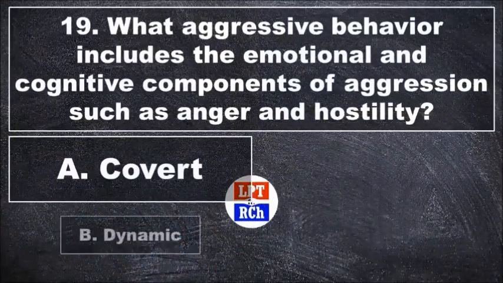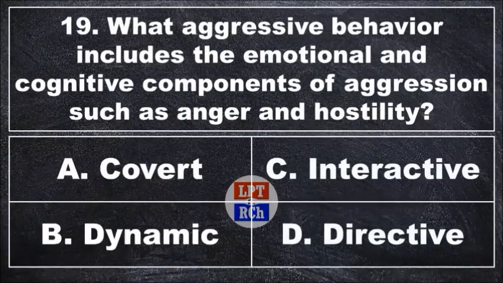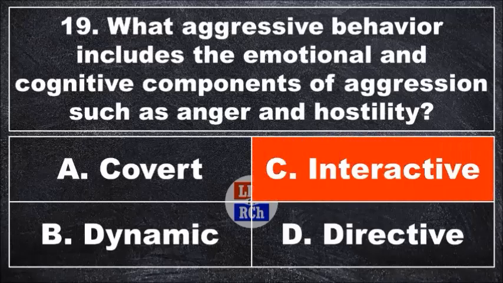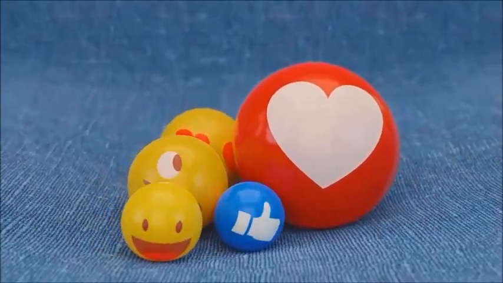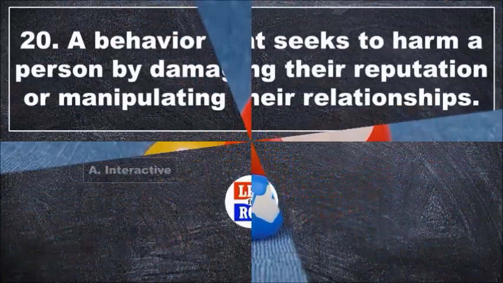19. What aggressive behavior includes the emotional and cognitive components of aggression such as anger and hostility? A. Covert. B. Dynamic. C. Interactive. D. Directive. The correct answer is C. Interactive. Results indicated an interaction between emotion regulation and inhibitory control on aggression.